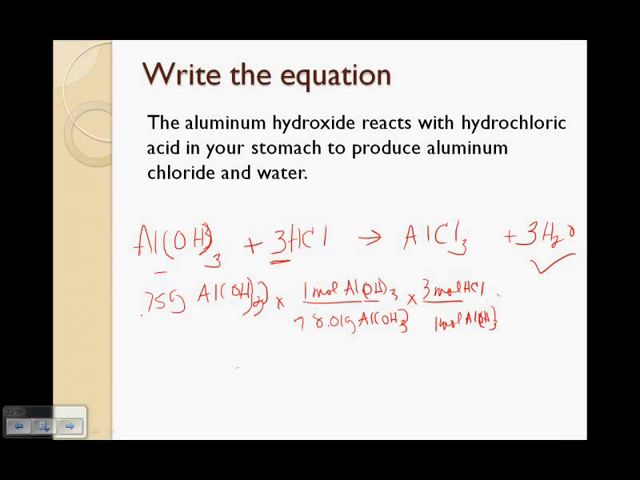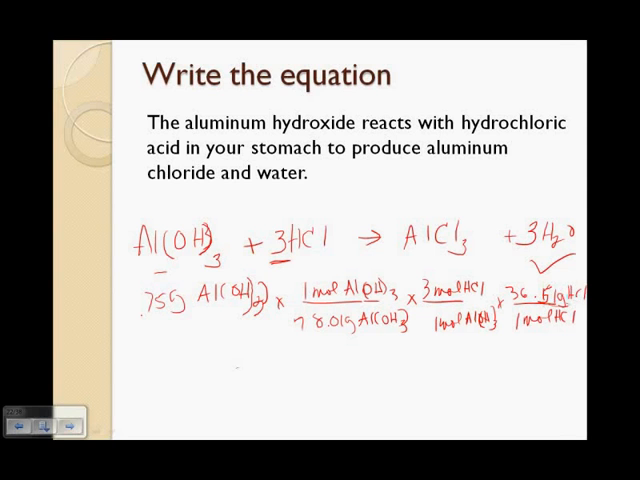But it didn't ask me for moles of HCl, it asked me for how many grams. So I need to convert this moles of HCl, so I need 1 mole of HCl, and that's going to give me, let me see, 35.5 plus 1, 36.51 grams of HCl.